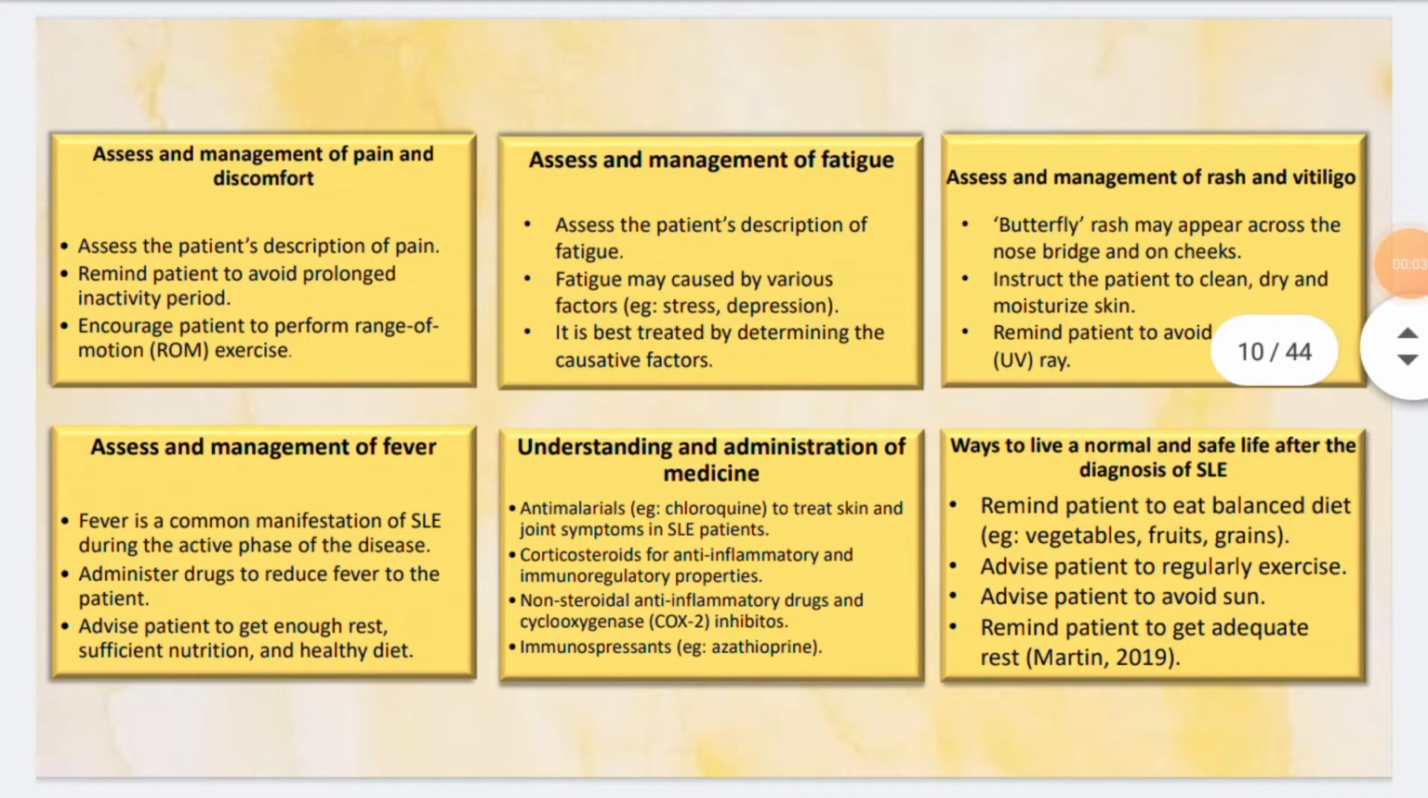The priority problems addressed in DW's care plan at the time of diagnosis are to assess and manage her pain and discomfort by reminding her to avoid prolonged inactivity periods. Next is to assess and manage her fatigue by determining the causative factors. Next is to assess and manage her rash and vitiligo by instructing her to clean, dry and moisturize her skin and reminding her to avoid UV rays.